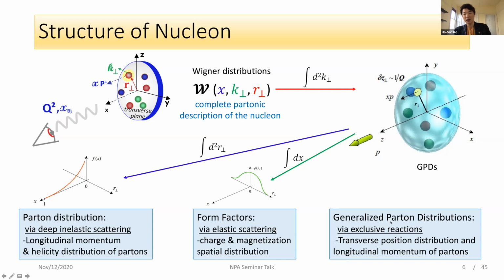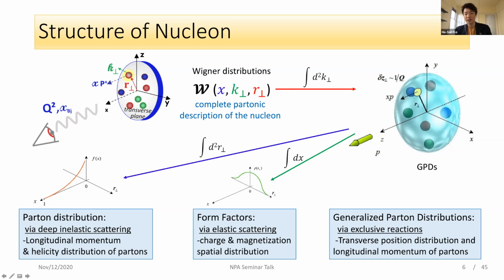And we can define even more generalized objects than GPDs, and it is called Wigner distribution. Wigner distribution depends on three-dimensional momentum and two-dimensional transverse position of the partons of the nucleon. And if we integrate this Wigner distribution over the transverse momenta of the parton, we get the GPDs. And if we integrate the GPDs over the transverse position of the parton, we get the parton distribution. And if we integrate over longitudinal momentum, we get the form factors.